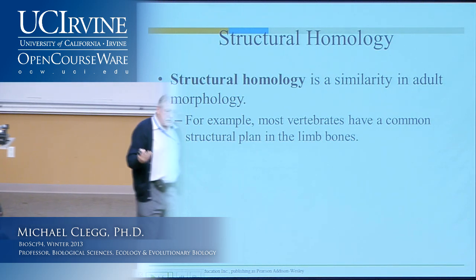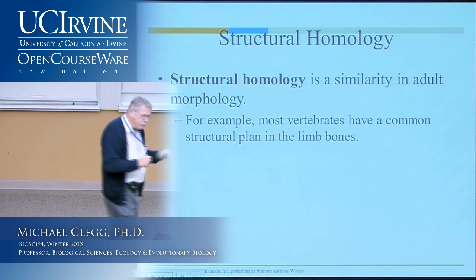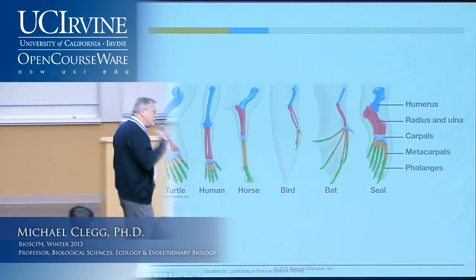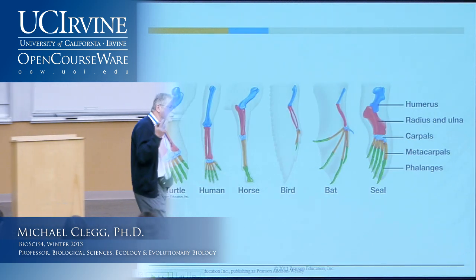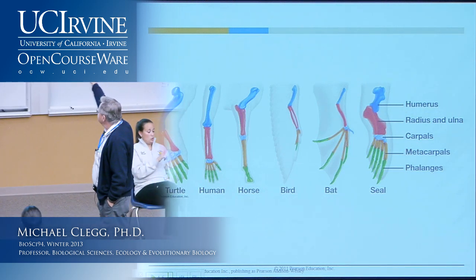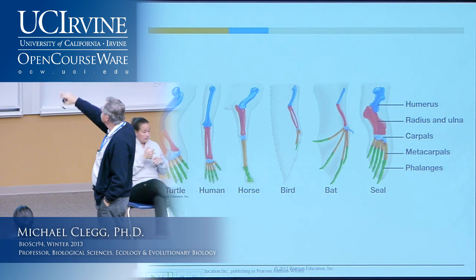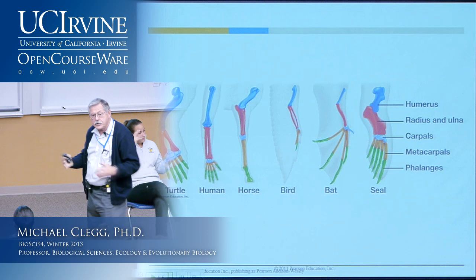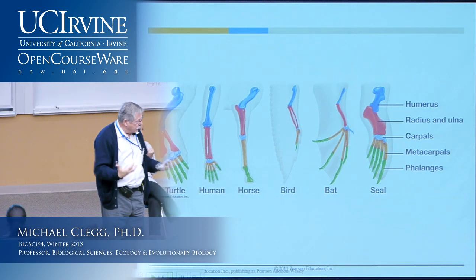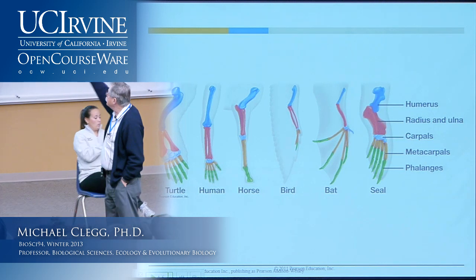Most vertebrates have a common structural plan. You've got the backbone, 4 appendages. The structural plan is common, and we see that in things like limb bones, which is a very, very good example of structural homologies from birds in the center, turtle, human, horse, seal, bat, all the same structural features in terms of the bones of the forelimb. So this is a structural homology.